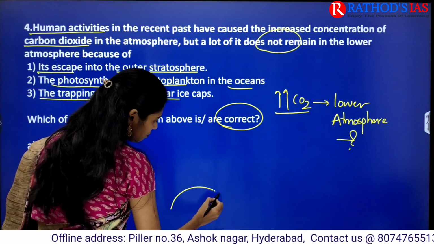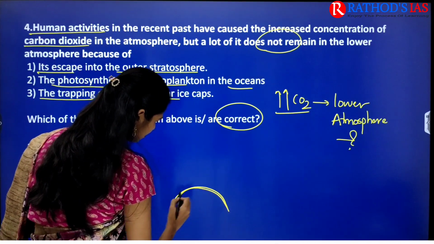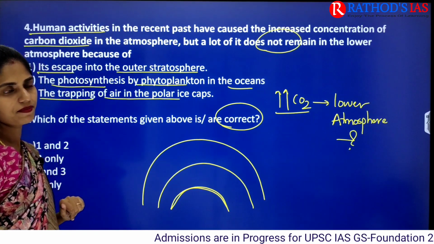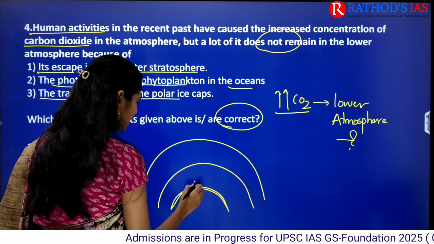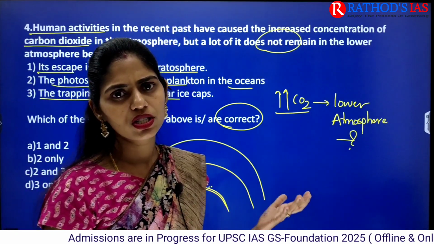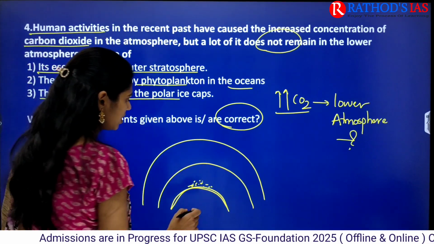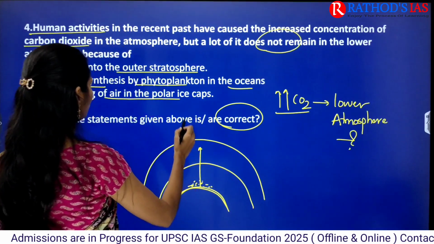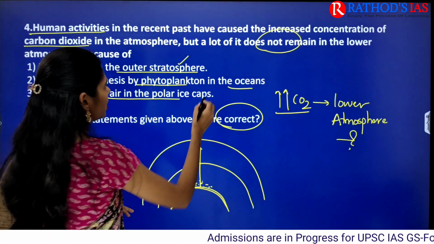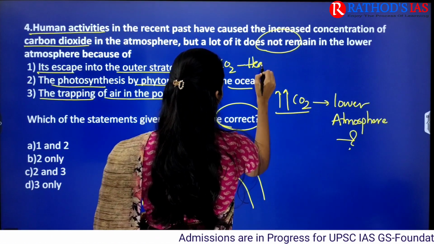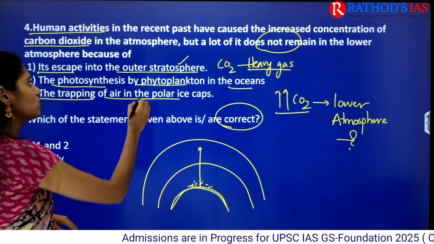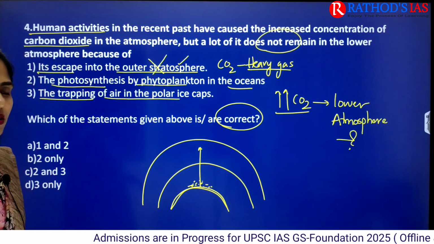If you see the layers of Earth, let us consider this as Earth's surface. Above this we have the troposphere, and the stratosphere. Because of human activities, for example vehicular emissions, we are releasing carbon dioxide, and it is said to be escaping into the stratosphere. But this is incorrect because carbon dioxide is a heavy gas, so it cannot escape into the outer stratosphere. So this statement is incorrect because of its heaviness.